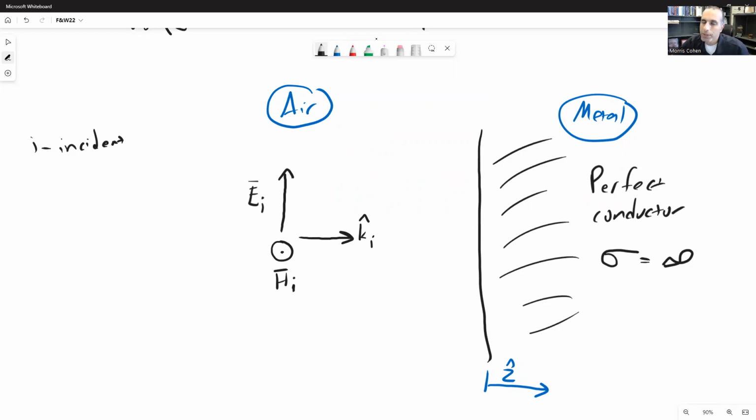Now our assumption is that there could well be a reflected wave. And let's just take a leap of faith. We can prove this later, but let's take a leap of faith that the reflected wave is also going to be coming straight backwards from the perfect conductor. So we'll call this K vector, but I'm going to put a subscript R for reflected. This reflected wave will have an electric field pointed in this direction.